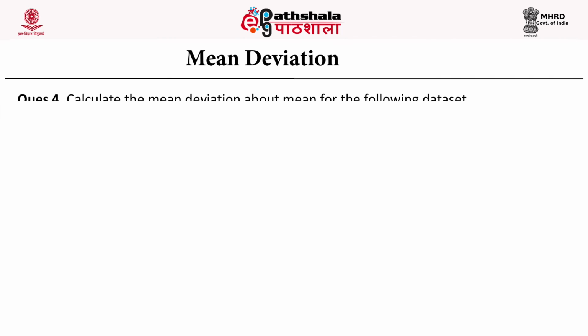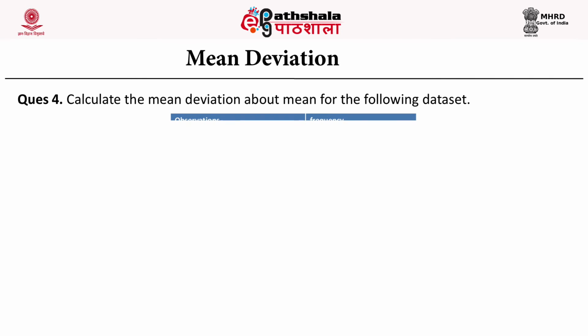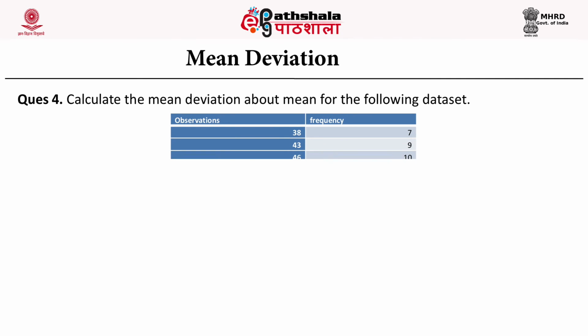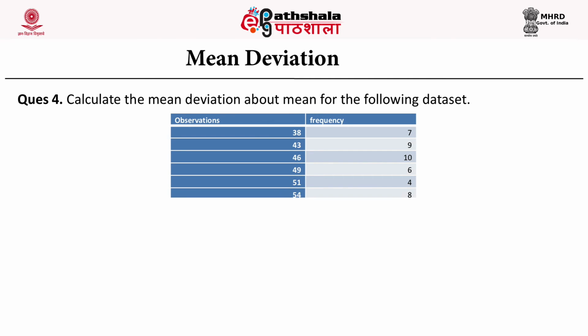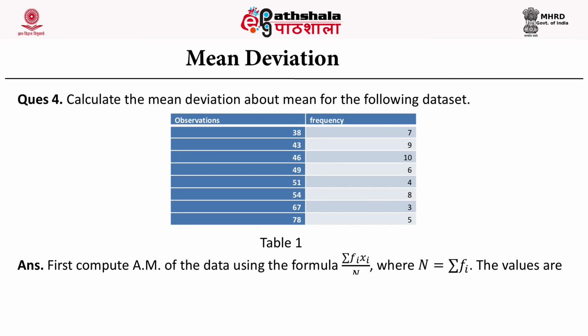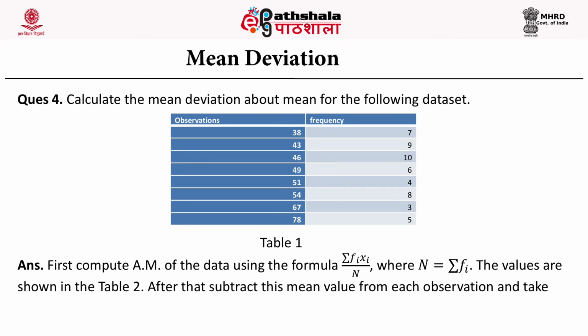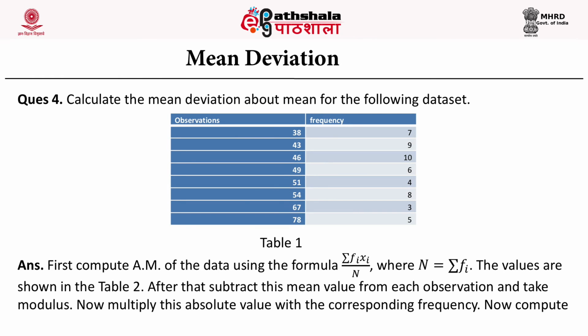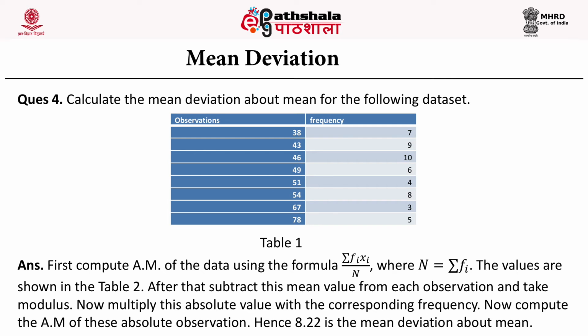Now if we have ungrouped frequency data, how can we evaluate the mean deviation? First compute the arithmetic mean of the data using the formula summation of fi xi divided by capital N, where N is equal to the summation of fi. The values are shown in table 2. After that, subtract this mean value from each observation and take the modulus. Now multiply this absolute value with the corresponding frequency. Now compute the arithmetic mean of these values. Here 8.22 is the mean deviation about mean.